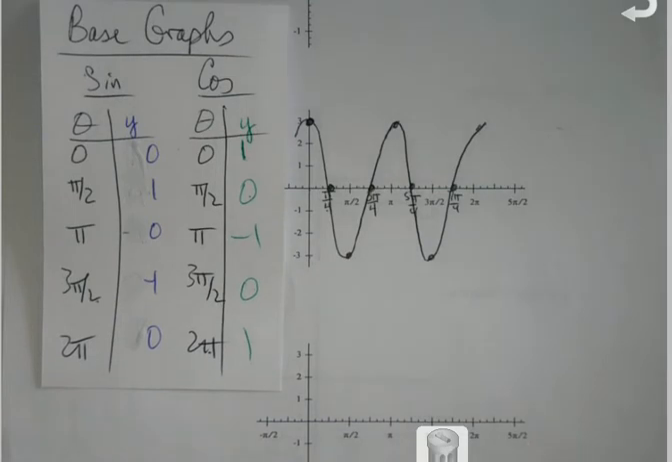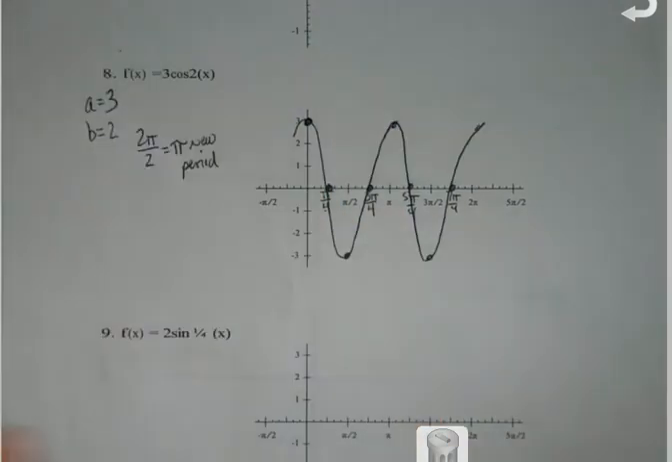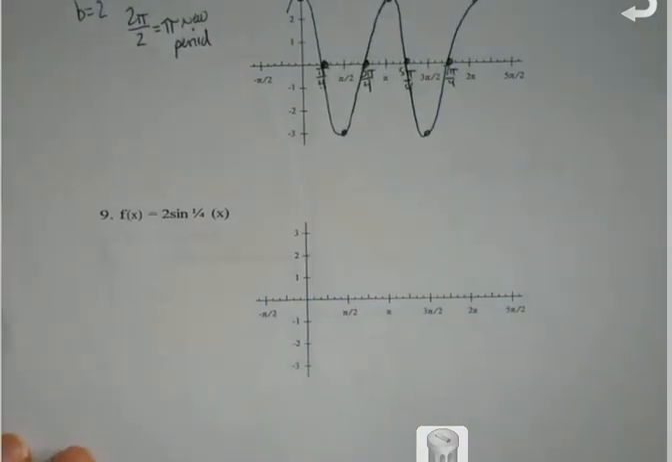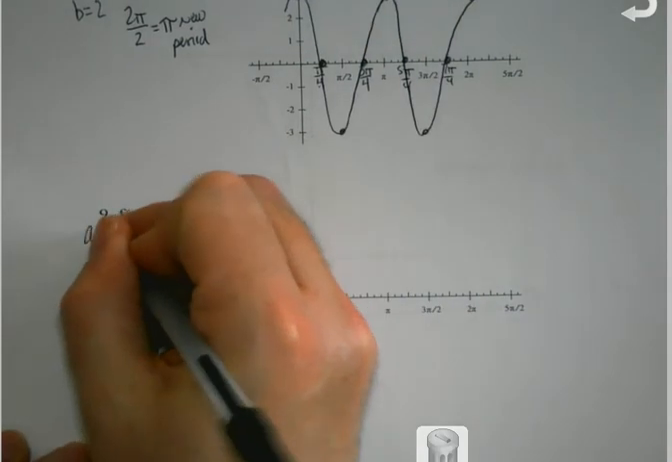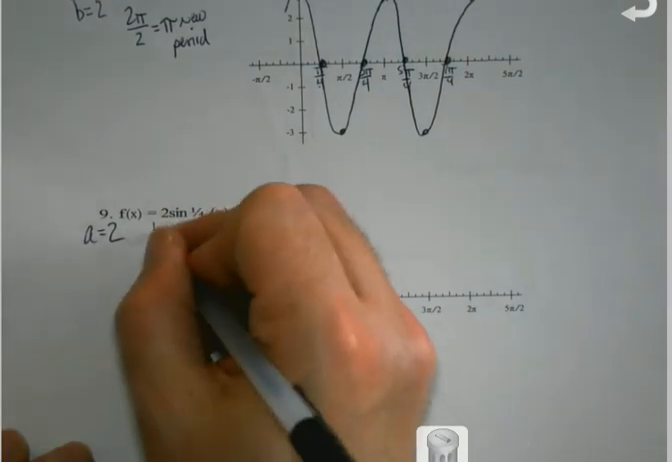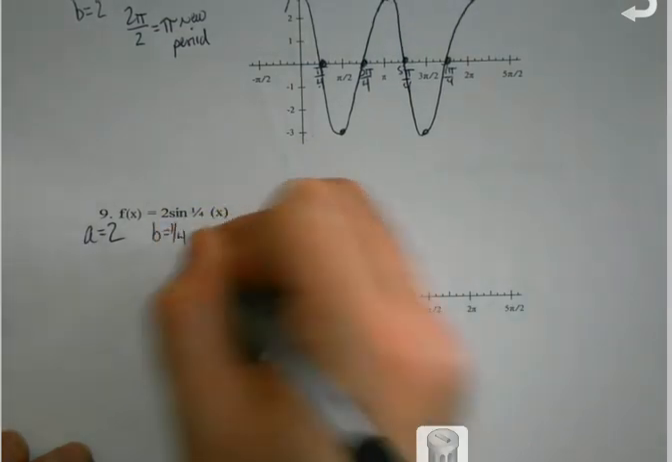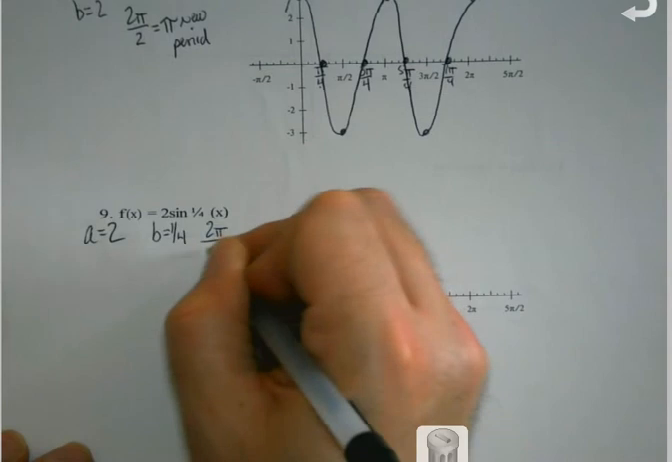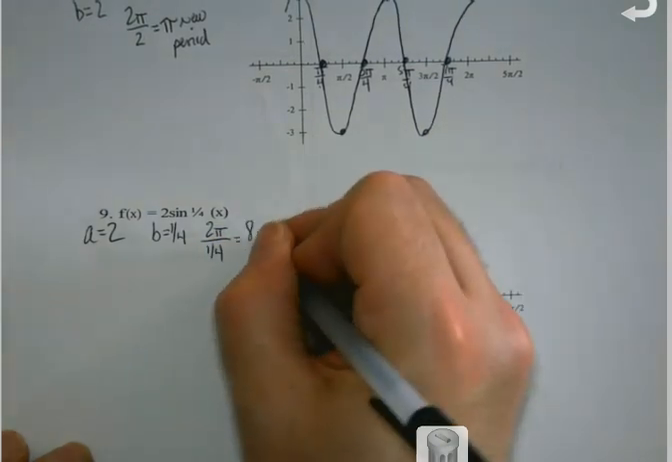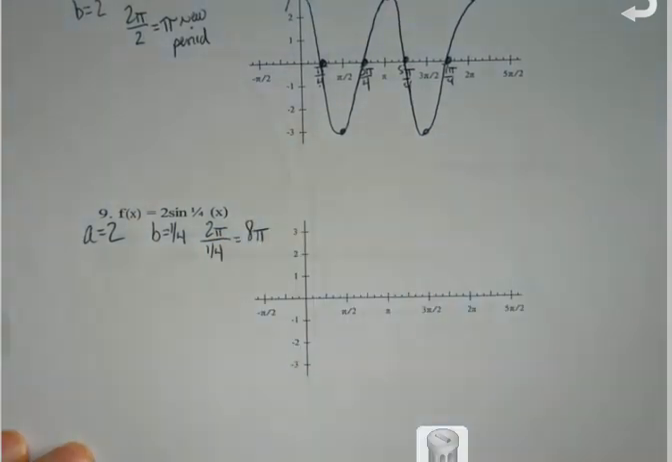Okay. So one more here, with an amplitude and a fraction. We've got an amplitude of 2, which means we're going to be going between 2 and negative 2. And we've got a b value of a fourth. Ooh, this is going to get big. Dividing by a fourth is like multiplying by 4. My new period is going to be 8 pi.